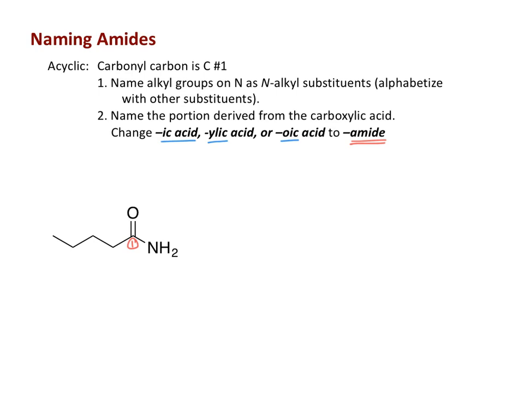So in this case, let's go ahead and find our longest carbon chain. It's 5 carbons. So 5 carbons, again, we'll do both the IUPAC and common names. Here, there's no substituents or anything to deal with, so this is going to be fairly easy. 5 carbons for a carboxylic acid is pentanoic acid.